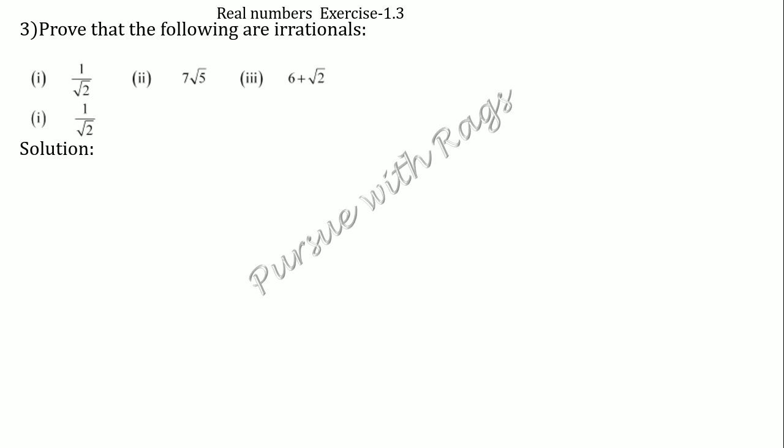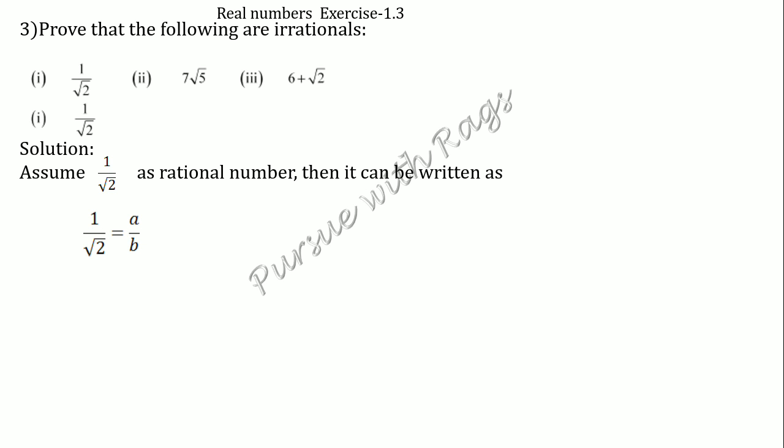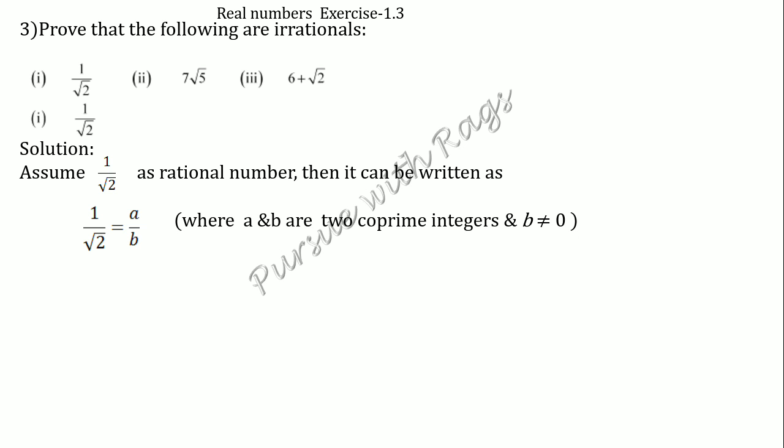Third question, prove that the following are irrationals. So, we know square root of prime numbers are irrational numbers. So, here 1 by root 2 is the first subdivision. Definitely it is a fraction, but the denominator is an irrational number, but we have to prove it. So let us take the number as a rational number. So it can be written as 1 by square root of 2 is equal to a by b. a and b are co-prime integers and b not equal to 0.